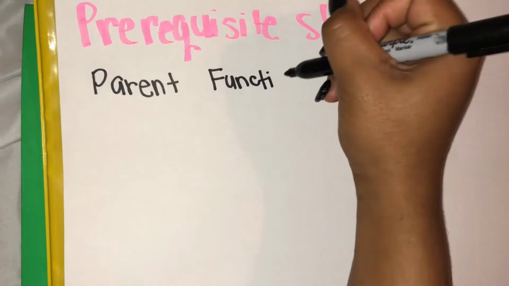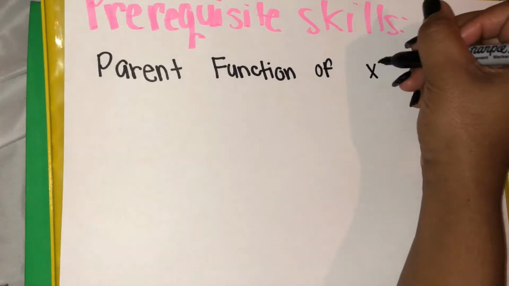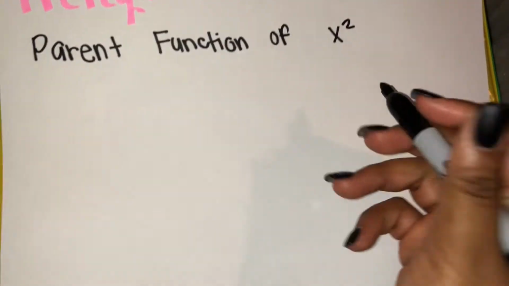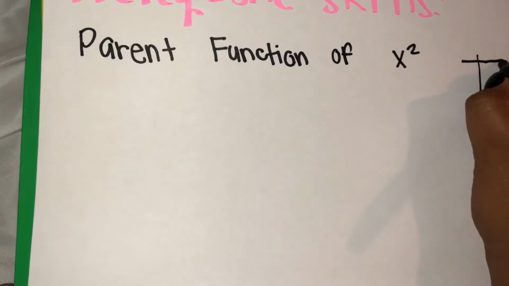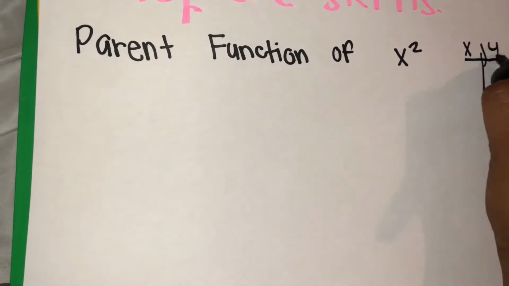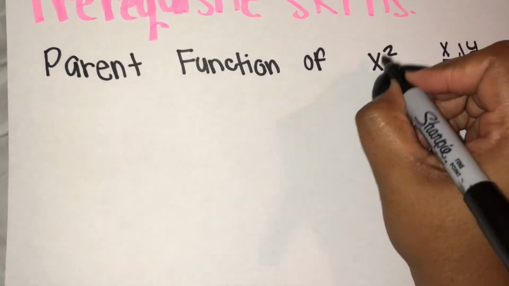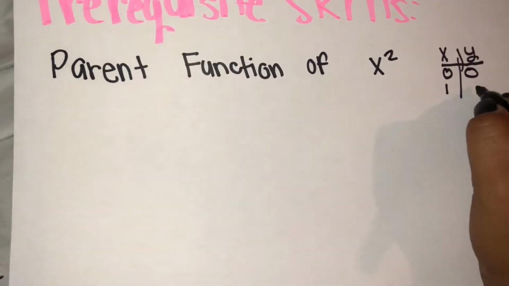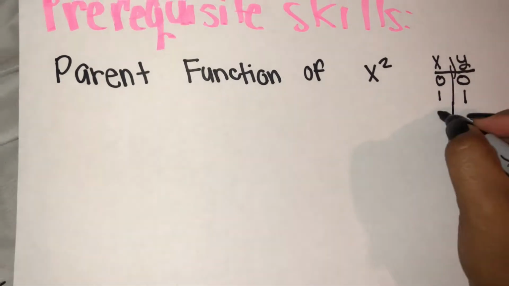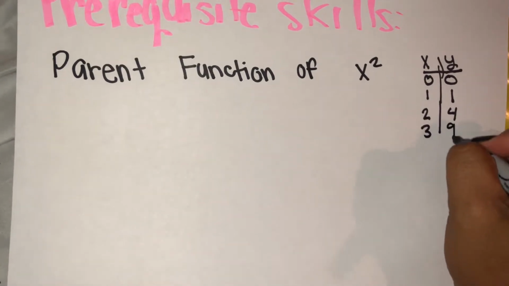For prerequisite skills, you'll need to know the parent function of x squared. Make yourself a little table with x and y. If you put 0 squared, it would be 0. If you put 1 squared, it would be 1. 2 squared is 4. And 3 squared is 9.